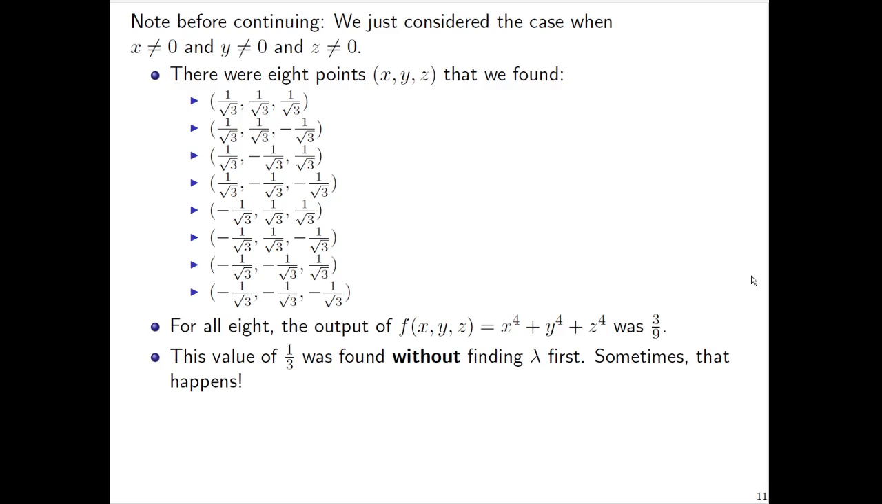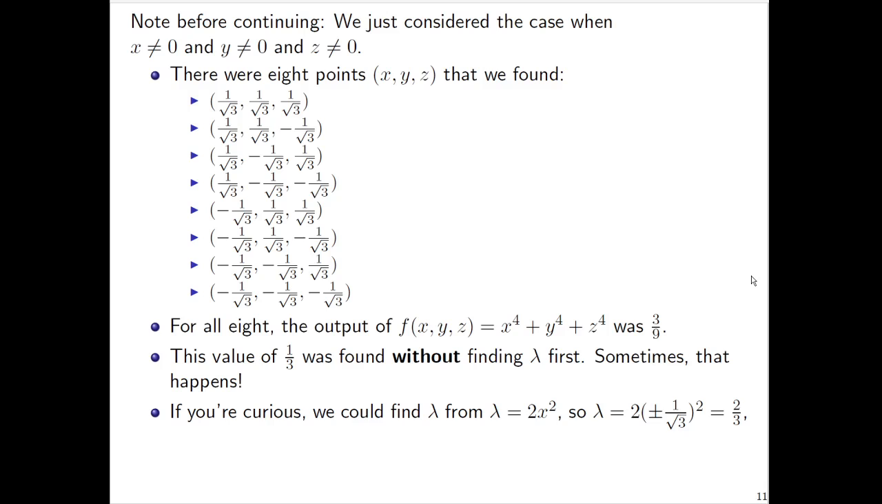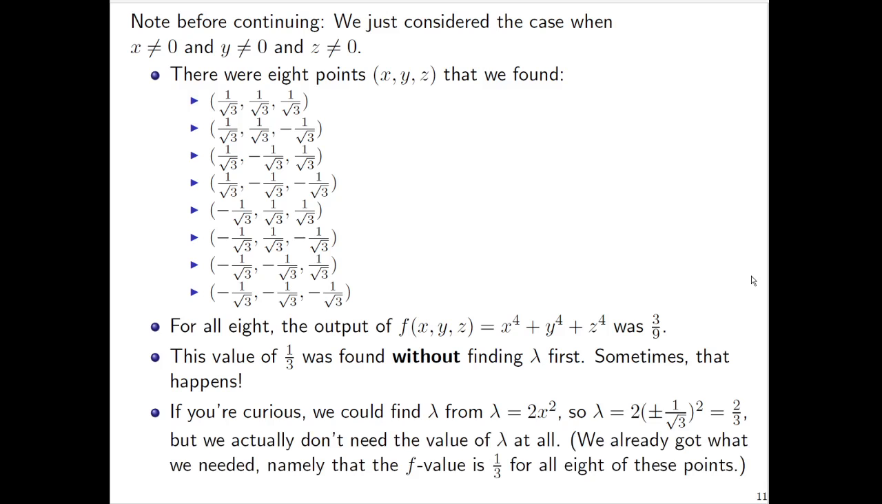This value of 1/3 was found without finding lambda first, and sometimes that happens. If you're curious, we could get lambda. We just get it from lambda is equal to 2x squared. But I mean, here it is, fine. Lambda is equal to 2/3, but we actually don't need this value.